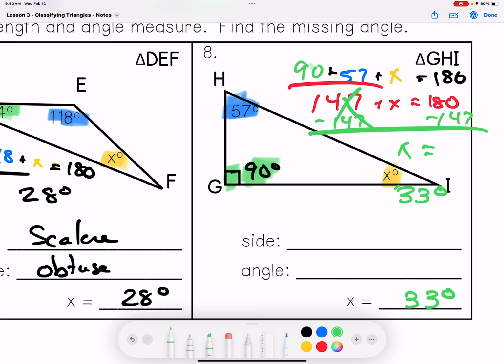Now, let's go back to our sides. Are all three sides equal? Are all angles equal? No. So it's not an equilateral. Are two of them equal? No. None of them are equal. So it is a scalene. Guys, most of the time, they're going to be scalene triangles. And then what type of angle is it? Since there's a 90-degree angle, it is a right angle.